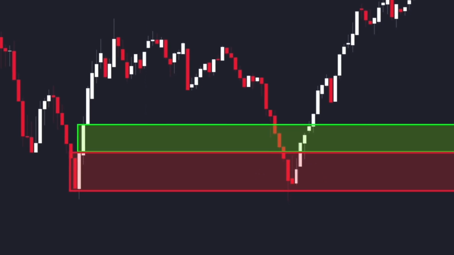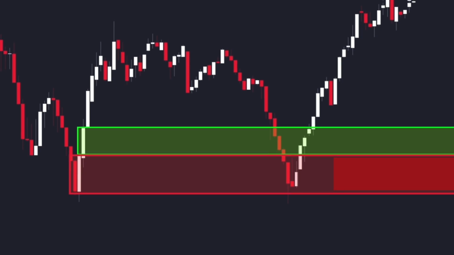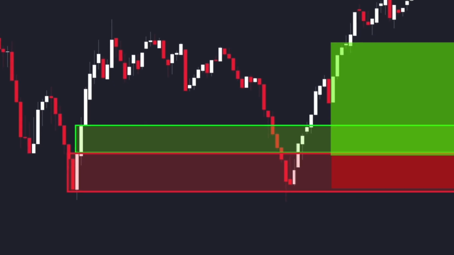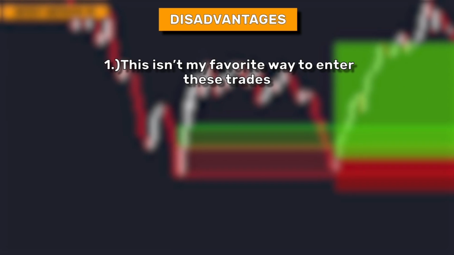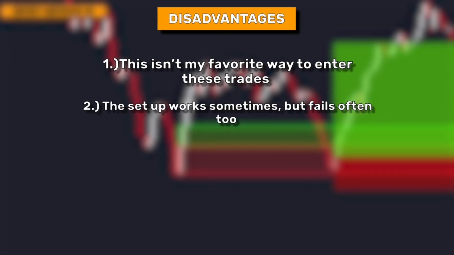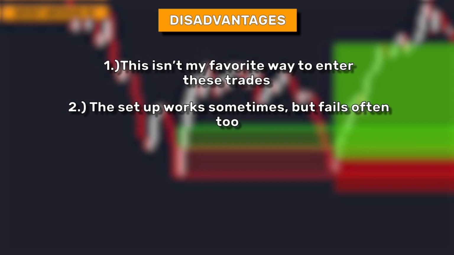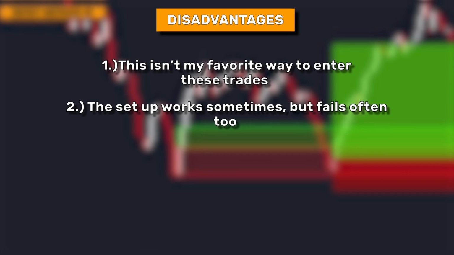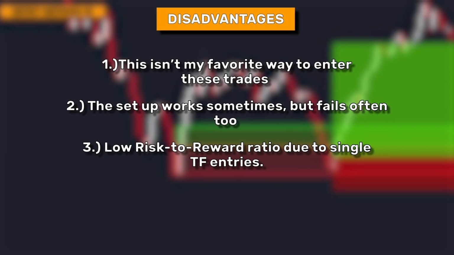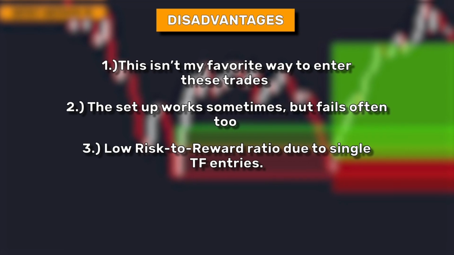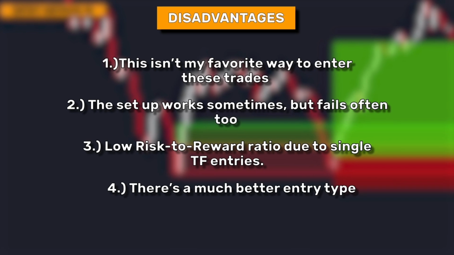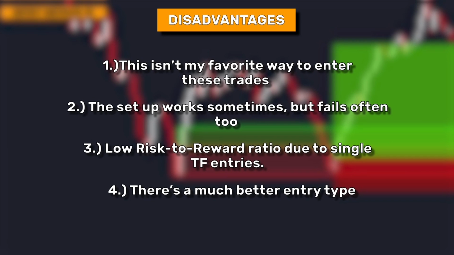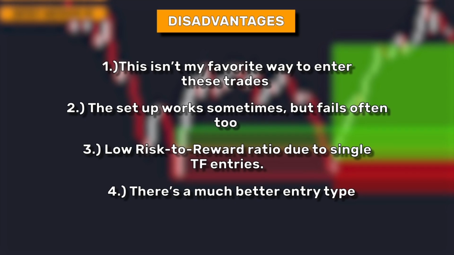You'd want to set your stop loss at the bottom of our golden zone and target the liquidity above for your take profit levels. However, this isn't my favorite way to enter these trades. The setup works sometimes, but tends to fail often. Also, entering using just one time frame means that the risk to reward ratio for the trade is quite low. There's a much better way to enter this trade, but it requires a bit of patience.